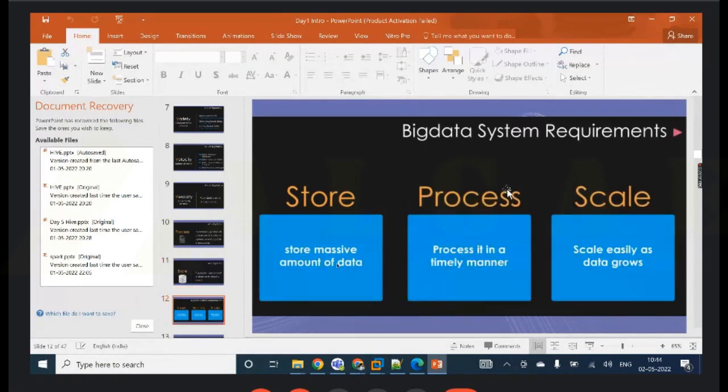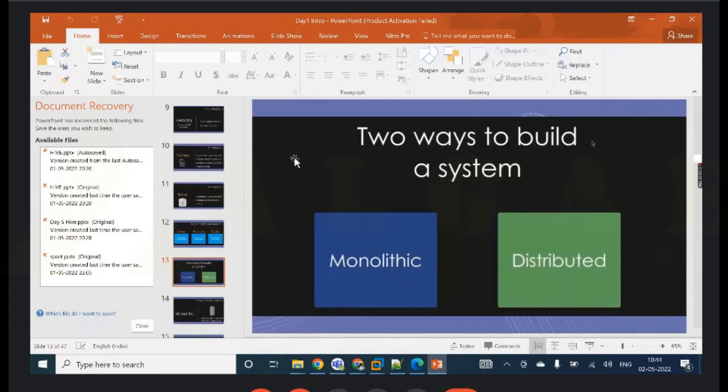See here also in big data we have storage, one process, and one is scale. Means if your data is increasing, you can accommodate that. Just remember for now, we basically have two main important parts: storage and process. Nothing else. In the market there are two types of system. One is monolithic and one is distributed. Any idea what is this first one?